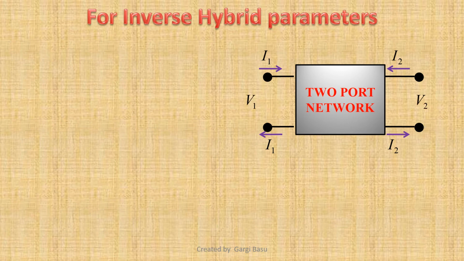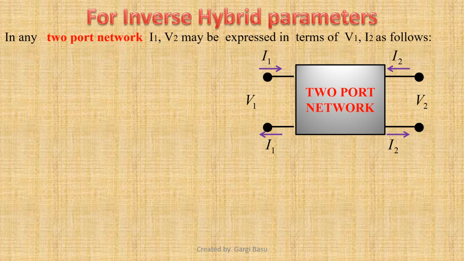Like hybrid parameters, inverse hybrid parameters are widely used in the field of electronics. Let us now derive the condition for reciprocity for inverse hybrid parameters, or simply called G parameters. When we describe a two-port network using G parameters, we express the input port current I1 and output port voltage V2 in terms of input port voltage V1 and output port current I2. The linear equations used in this case are I1 equals G11 V1 plus G12 I2 and V2 equals G21 V1 plus G22 I2.